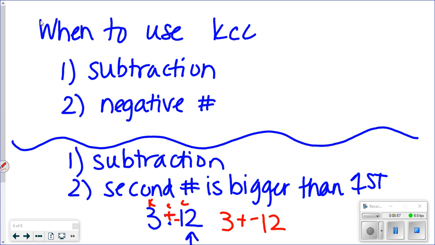So these are the two things you have to be looking for. Is it a subtraction problem? If yes, okay, go to the next one. Is there a negative number somewhere? If there is, and you have both of these things, you have to use keep, change, change. Or if there's a subtraction and the second number is bigger than the first, that's the time you could use keep, change, change also. If it's an addition problem already, not necessary because it was already KCC'd for you, if that makes sense. So the only times that you use it are these things that I talked to you about on the board.